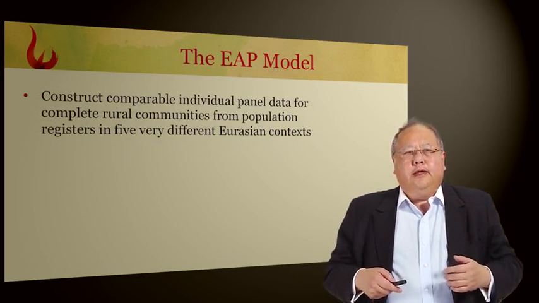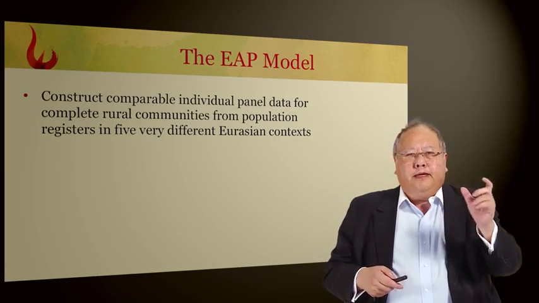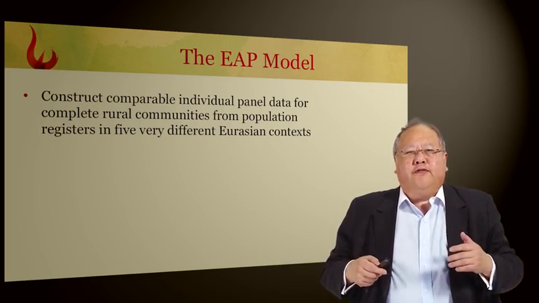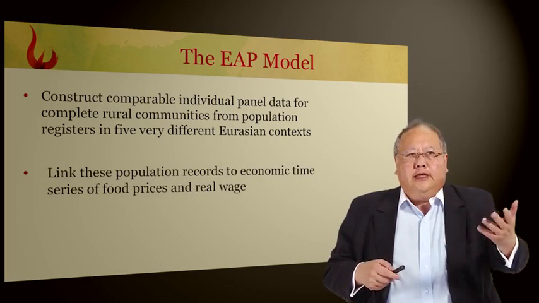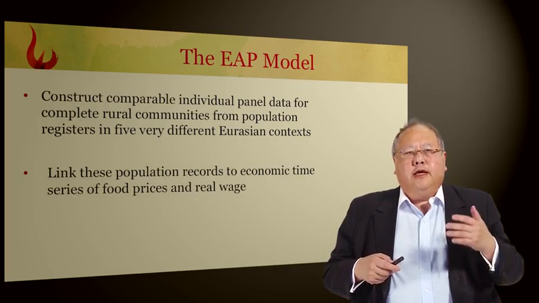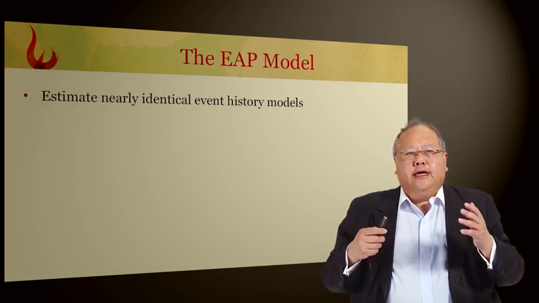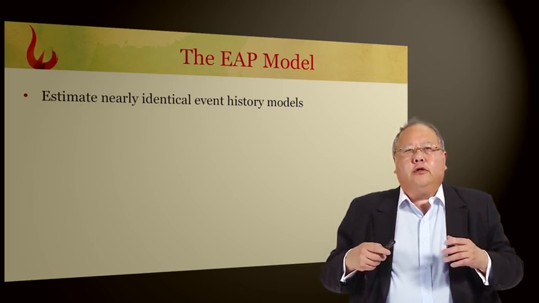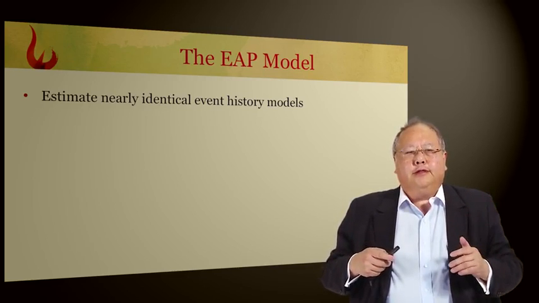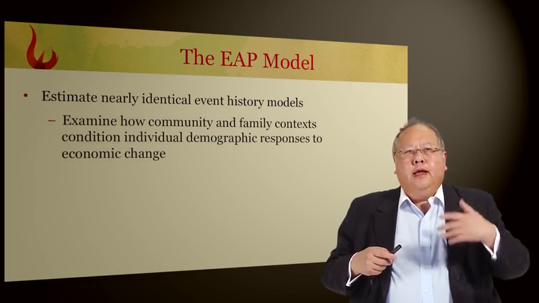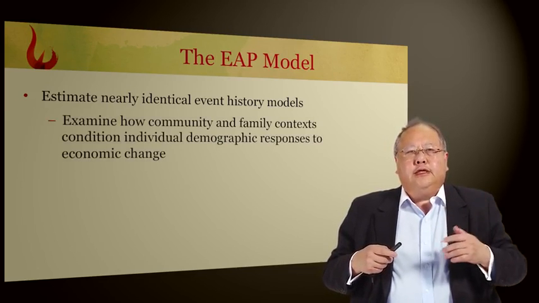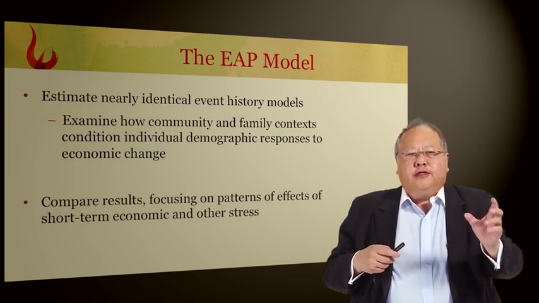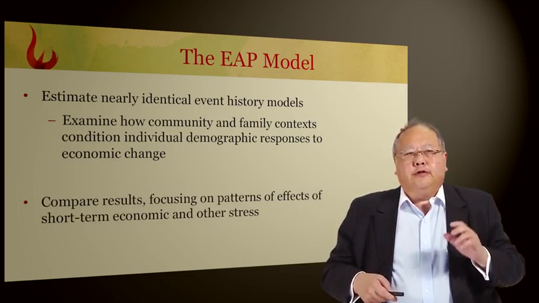The model in the EAP is to construct comparable individual big panel data for complete rural communities from population registers, in this case from 5 very different Eurasian contexts, to link these population records to economic time series and food prices and real wages, and then to estimate through complicated mathematical models, nearly identical what are called event history calculations, and to examine how community and family context condition individual demographic responses to economic change, and comparing the results, focusing on the patterns of effects of short-term economic and other stress.